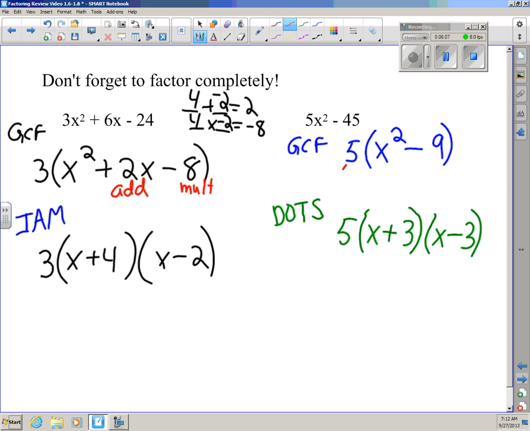because it would be x squared plus 0x minus 9. You want to find numbers that will add to 0 and multiply to negative 9. And again, you need opposites for that to work. So always make sure you factor completely.